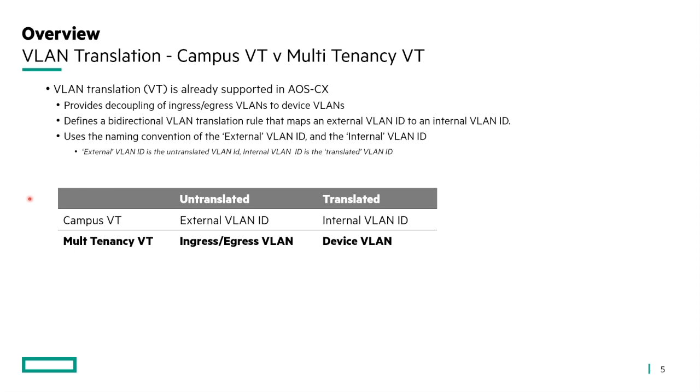However, in this implementation, the naming convention changes. So with Campus VT, we have an untranslated VLAN ID known as the external VLAN ID, and the translated VLAN ID known as the internal VLAN ID. Now this changes with this implementation on the data center switch portfolio with multi-tenancy VT. The untranslated VLAN is known as the ingress-egress VLAN, and the translated VLAN is known as the device VLAN.